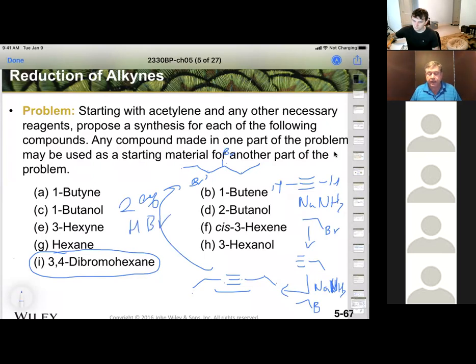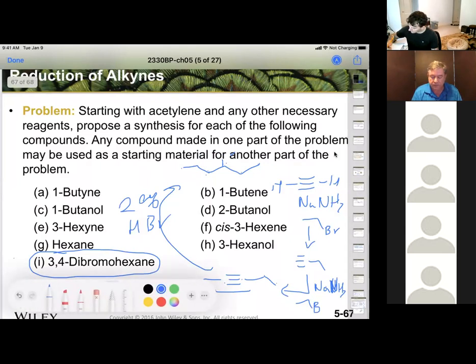Oh, we can't do that because that would put both of the hydrogens on the same side. Remember, whenever we add acids across a double bond, the hydrogen's always going to go to the more hydrogenated side. So if we added 2 equivalents of HBr, we'd actually have both of the bromines on the same carbon and 2 hydrogens on the same carbon. So we can't do that. So we have to follow a trick.